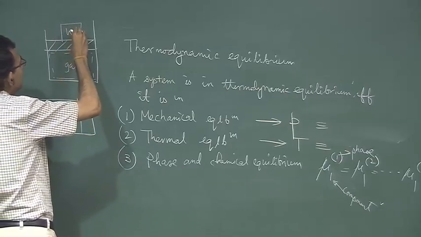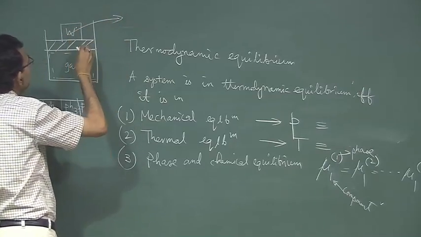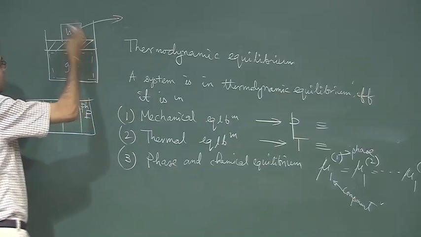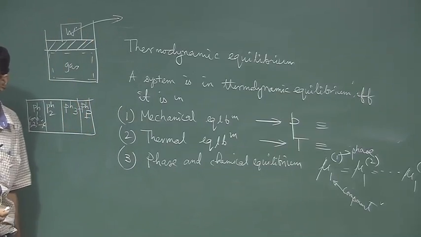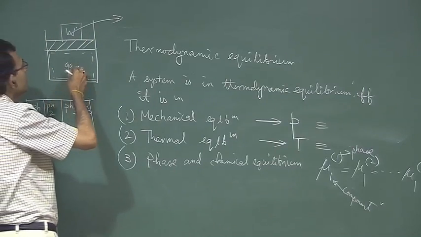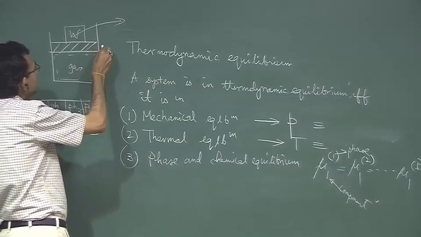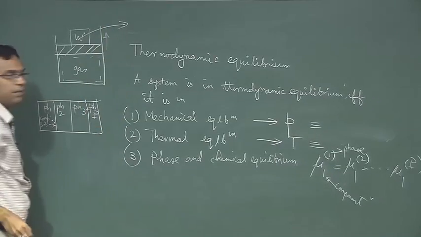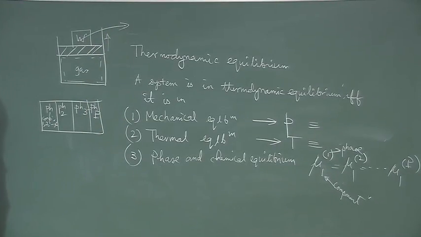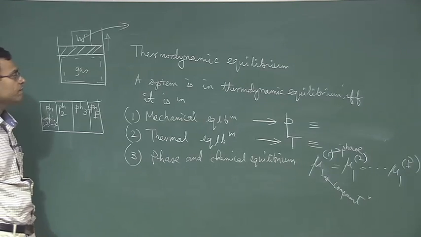Now, suddenly this load is removed. If the load is suddenly removed, let us say this is 1 kg, then what will happen? This piston will go up because the pressure will fall and its volume will increase. This is very intuitive physics.